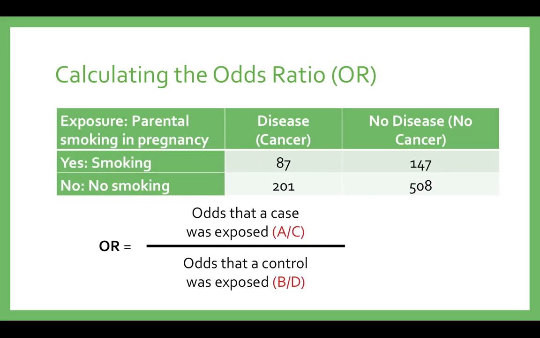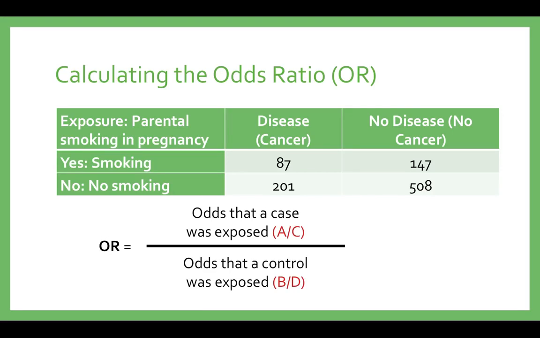Let's look at a real-life example. This is a case-control study of children with leukemia compared to children without leukemia, which looked to see whether history of parental smoking was associated with cancer. Here is the 2x2 table created, just as was done in the earlier example.